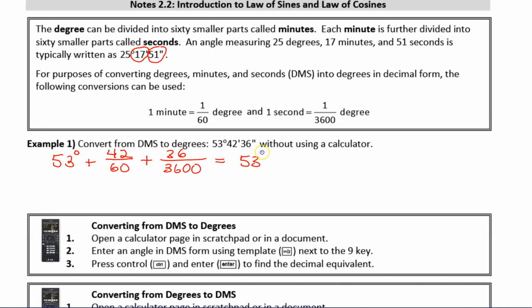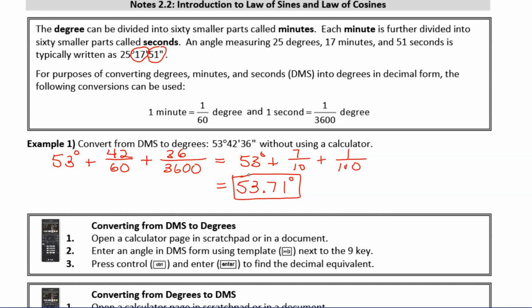We've got 53 degrees plus 42/60ths. 6 goes into both of those. 7 and 10 times, plus 7/10ths, plus 36/3600ths is 1/100th if you reduce that. And so that would be 53.71, 7/10ths and 1/100th of a degree. And there's our conversion. In practice, we're not really going to convert without using a calculator. I just wanted you to get a feel for what that means.